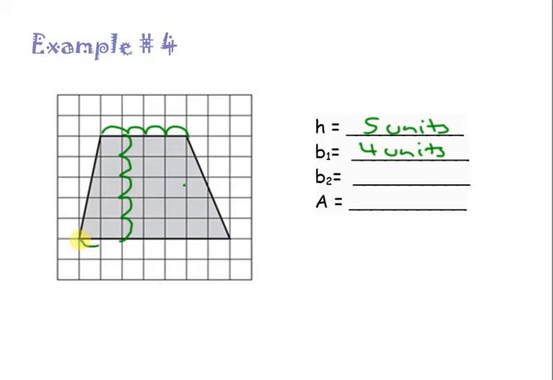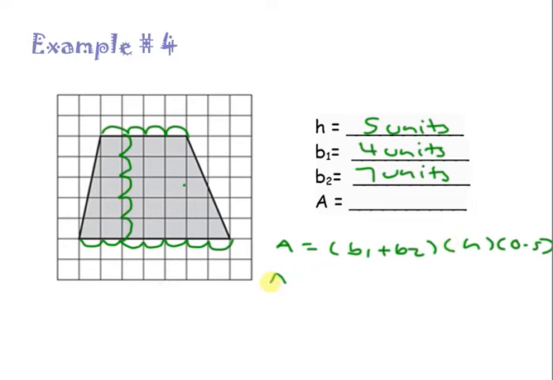Base 2, 1, 2, 3, 4, 5, 6, 7 units. And the rest is just calculating. So, area equals base 1 plus base 2 times the height times 0.5. Area equals, so our base 1 is 4 plus 7 times 5 times 0.5.